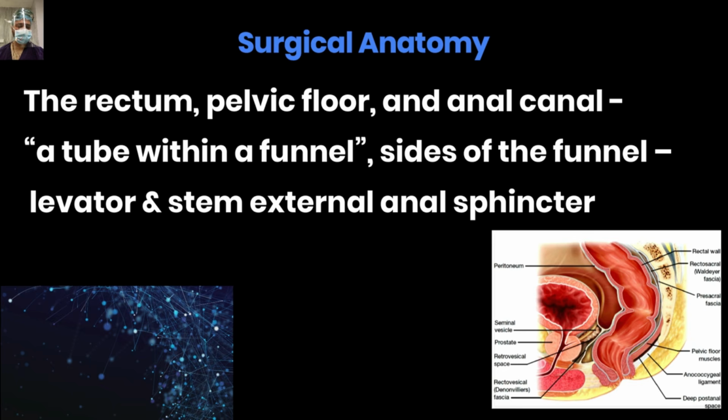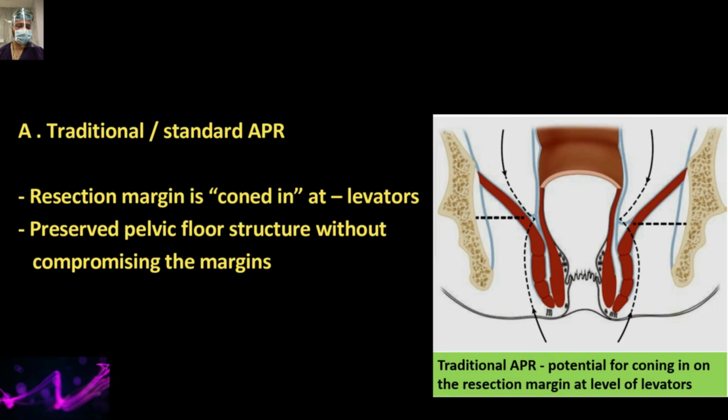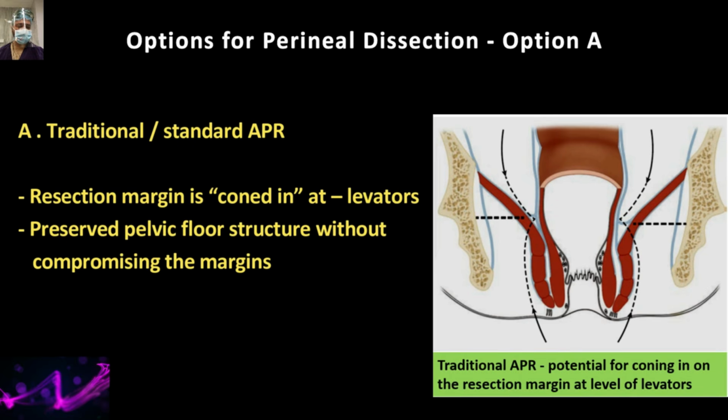So this funnel's wide part is the levator ani, and the external stem, which is the narrow tube, is the external anal sphincter, and within this funnel is our rectum and the anal canal. This is a tube within the funnel. So when the surgeon has decided to do the perineal dissection, that is the APR, we have two options.